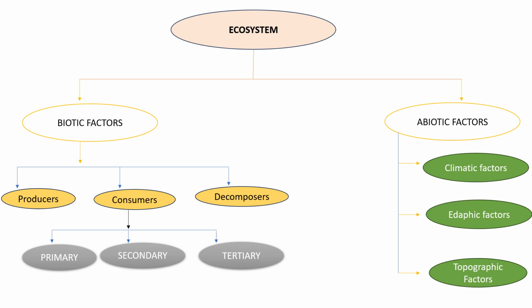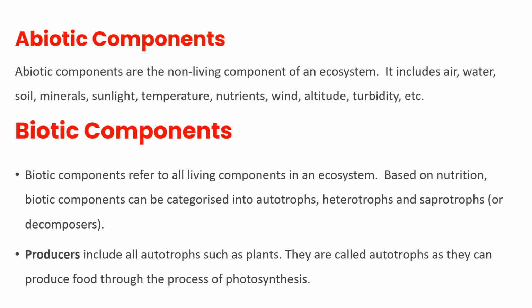When we talk about abiotic factors, abiotic means absence of life. That means it includes all those factors which are non-living. It includes climatic factors, edaphic factors, topographic factors, etc. Coming to abiotic components, we are basically talking about the non-living components of an ecosystem like minerals, climate, soil, water, sunlight, nutrients, etc.